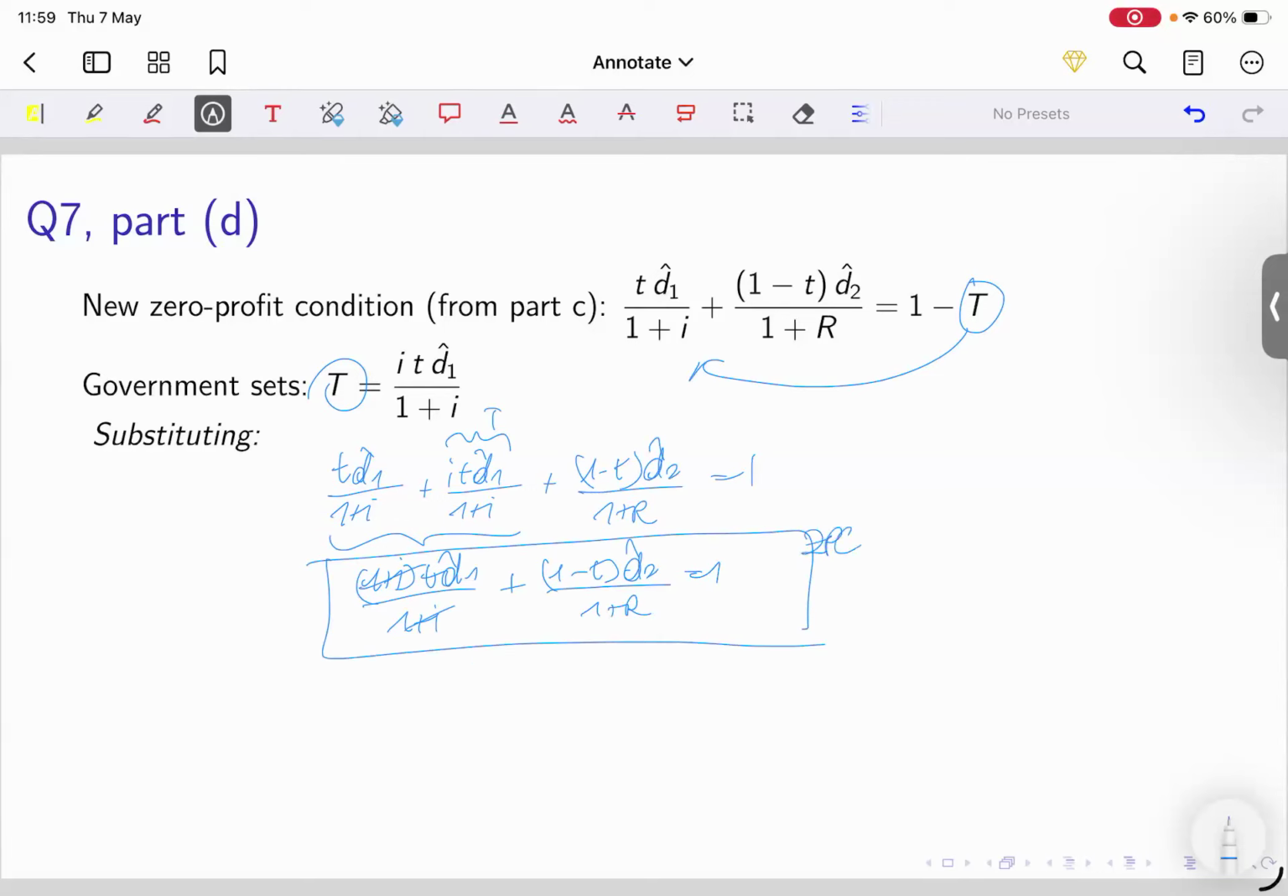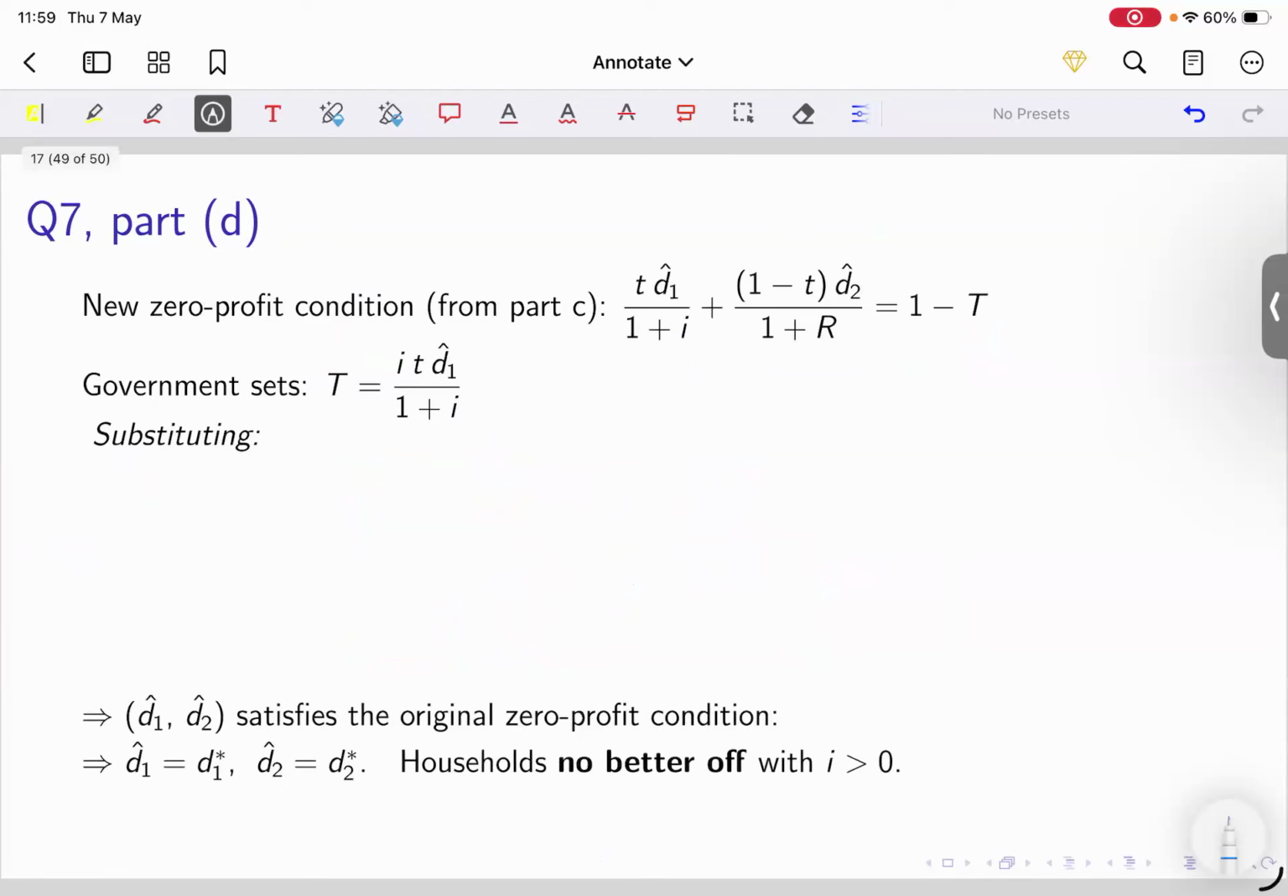Let me make sure you get this, but as we finish, you can see that this is the initial zero profit condition, and as such D1 hat, D2 hat are indeed satisfying it. Which means D1, D2 satisfies the initial zero profit condition, and the households are not strictly better off with just the interest rate.